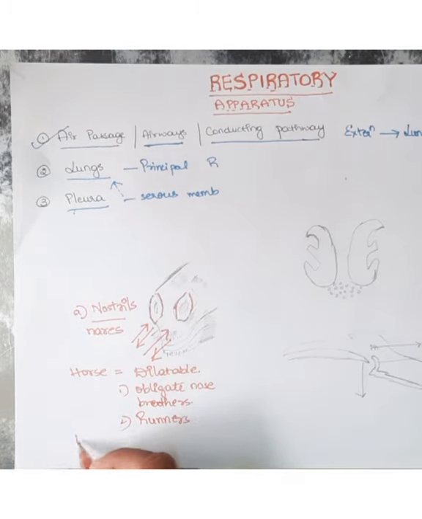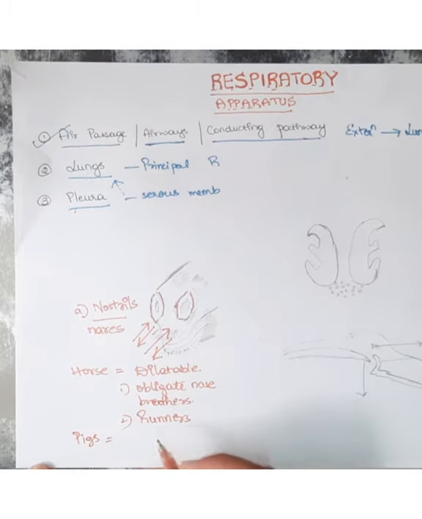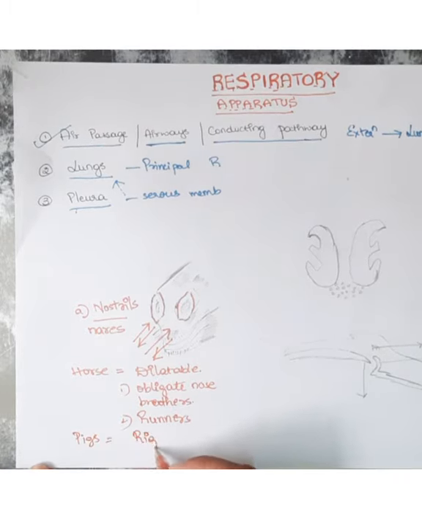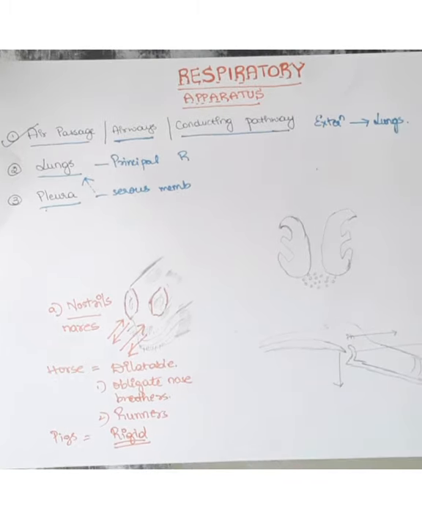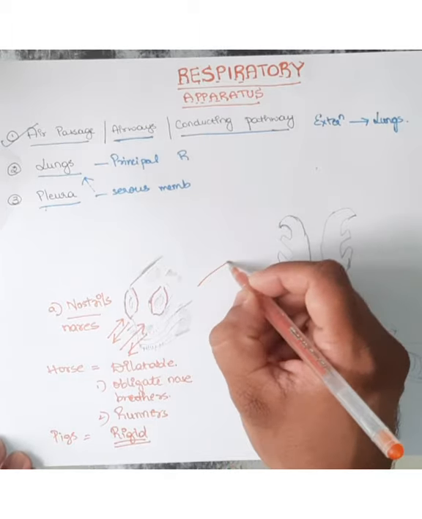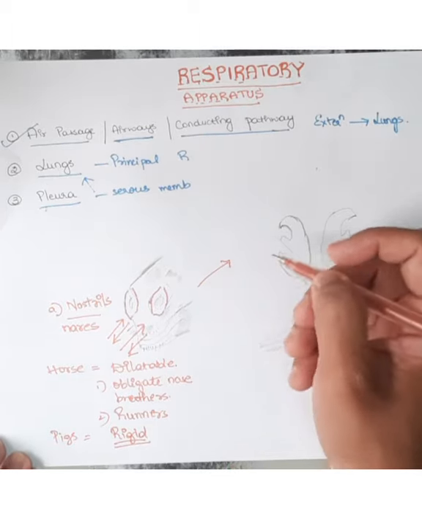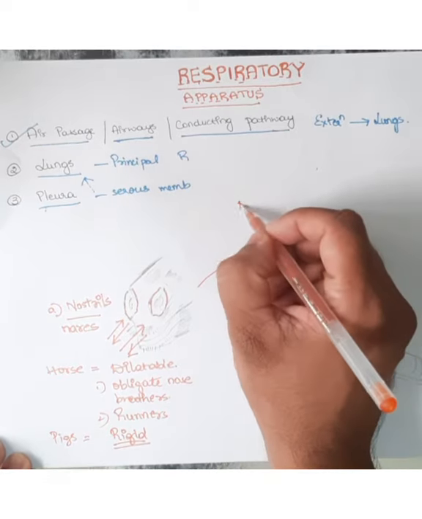Whereas in case of pigs, it is just the opposite. The nares are too rigid. They will never distend as those of the horses. So through the nares, the next part where the air flow is seen is the nasal cavity.